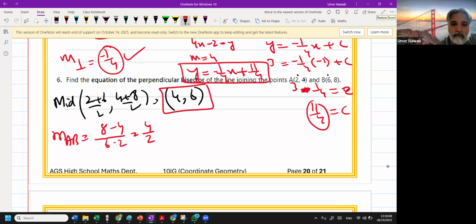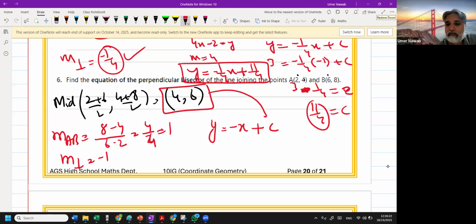So that gives you 4 over 4, and the gradient is 1. But I am not interested in the gradient of AB. Rather, I'm interested in the gradient of a perpendicular. So what is the negative flip of 1? The negative flip of 1 is negative 1. Okay, so y is equal to negative x plus c. Substitute this point to get the value of c. 6 is equal to negative 4 plus c, so c is equal to 10.